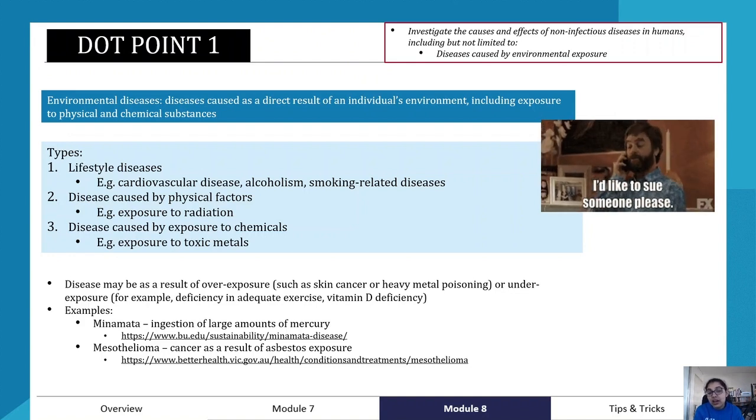So if you're not in the sun enough, the biggest contributor to vitamin D is sunshine, but then again, if you overexpose yourself and you're not safe in the sun, then overexposure over a long period of time can cause skin cancer. So this is again where we need to have that balance. Examples of such diseases include Minamata, which is the ingestion of large amounts of mercury, and there's a link there in the slide so you can get some more information, and mesothelioma, so that is cancer as a result of asbestos exposure as well.